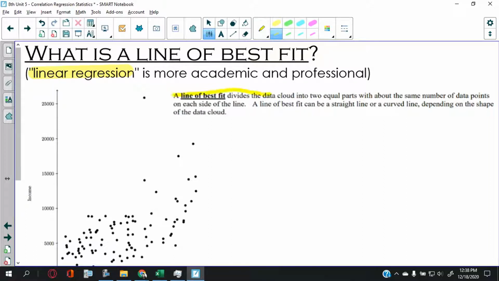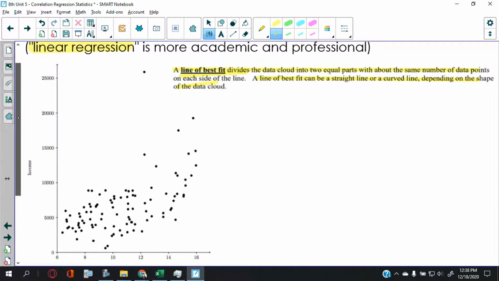A line of best fit fits the data, dividing the data into two equal parts with the same number of points on each side of the line. Yeah, more or less. A line of best fit can be a straight line or a curved line depending on the shape of the data cloud. Now, typically in the eighth grade, it's going to be a straight line. Okay, you can have a curved line, not in the eighth grade.